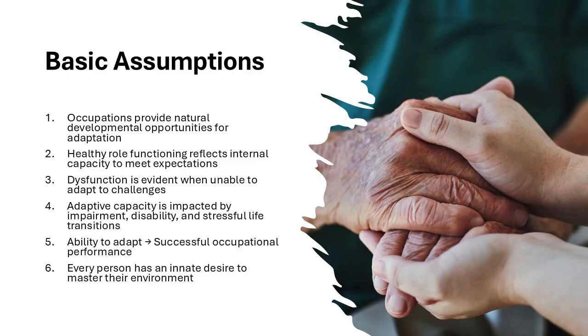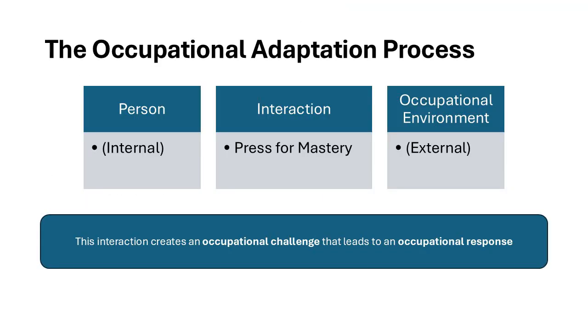So we have the core ideas, the assumptions. Let's look at the actual process in motion. This is the transactional part you mentioned. We've got the internal person elements, their sensorimotor, cognitive, psychosocial system, interacting with the external occupational environment. Right. And when those two meet, when there's a demand, it creates what OA calls a press for mastery. The press for mastery. That's basically the occupational challenge itself. Exactly. That moment where the situation demands something that maybe stretches your current abilities. And facing that press then triggers an occupational response. It sounds like a constant feedback loop.